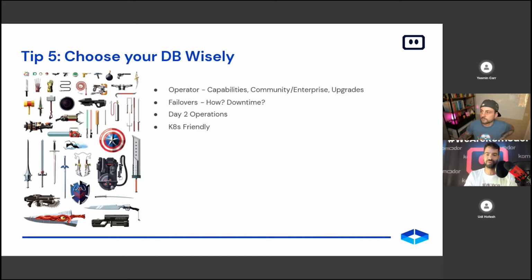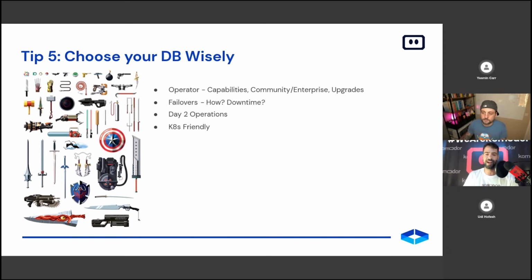The next one is about choosing your database. Choosing your database is not as easy as it seems the first time. We have the common ones, and most of them have operators, but operators can vary a lot. They have different capabilities. Some of them can only install, and some of them can handle day-two operations too. Some are community, open source, and some are enterprise with a lot of enterprise features, for example more security, or access like a web UI. Some of them support upgrades, which is something that you want to have when you're moving to production, and some do not.